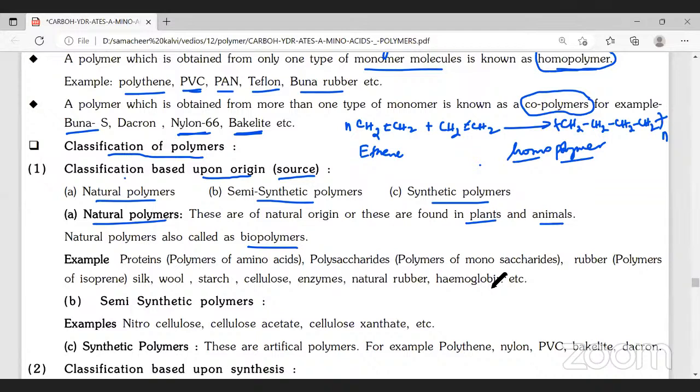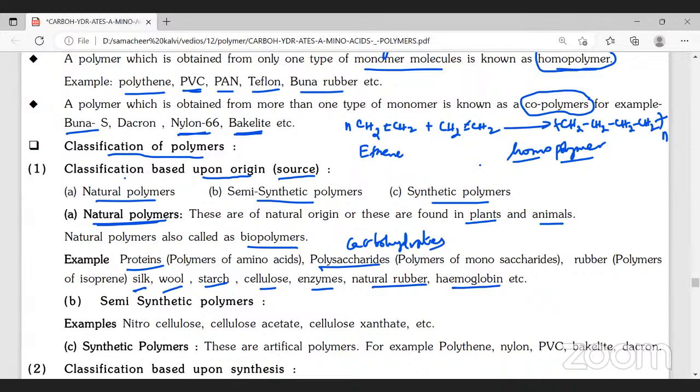So based on the source, polymers are classified into natural, semi-synthetic, as well as synthetic polymers. Now, the first one we learned, natural polymers. They can ask you to give an example for a natural polymer. Polymers which exist in nature, or which are natural in origin, found in plants and animals, are called natural polymers. These natural polymers are also called biopolymers.